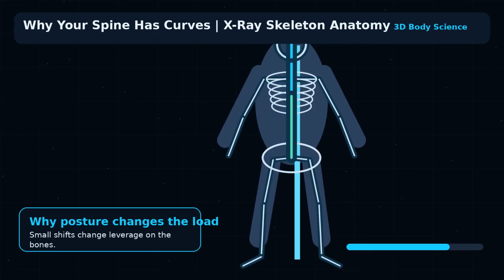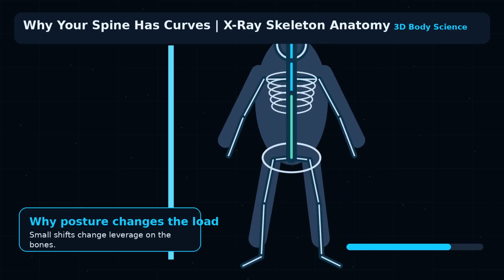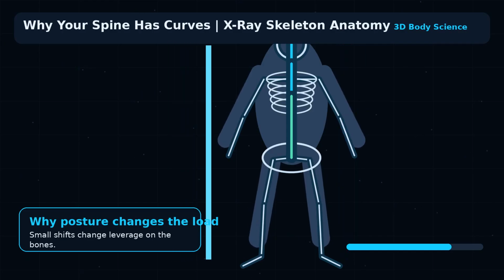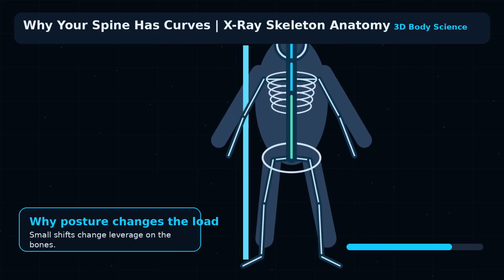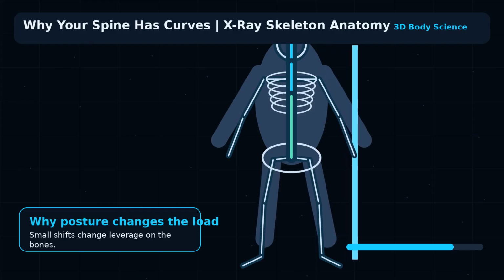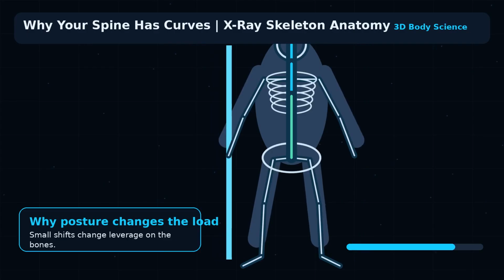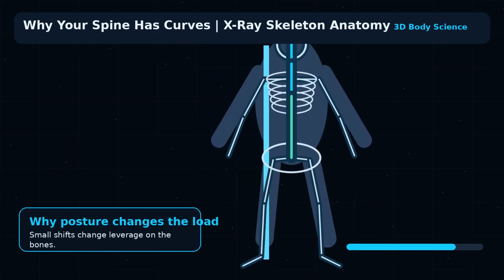So the recap is this. Why your spine has curves is really a skeleton story. The outer body gives us the shape, but the X-ray view shows the levers underneath. The important structures are cervical curve, thoracic curve, lumbar curve, pelvis base. They guide motion, share force, and connect one region of the body to the next.